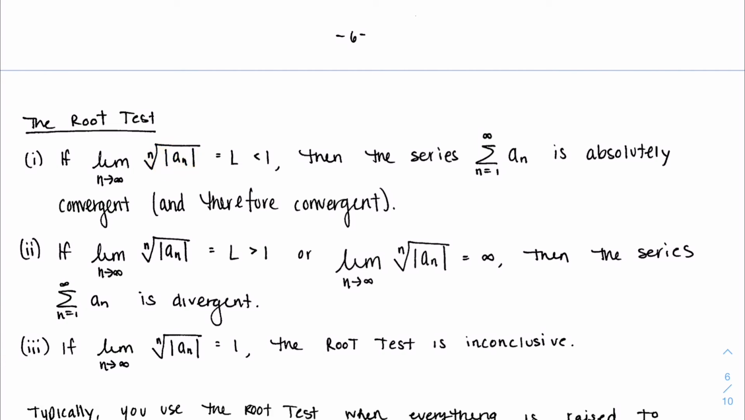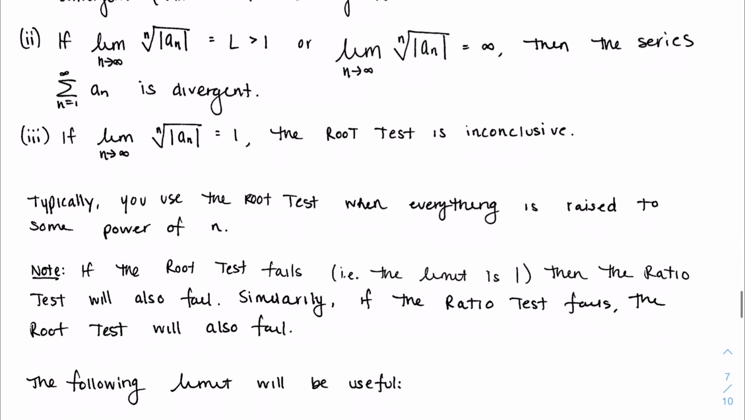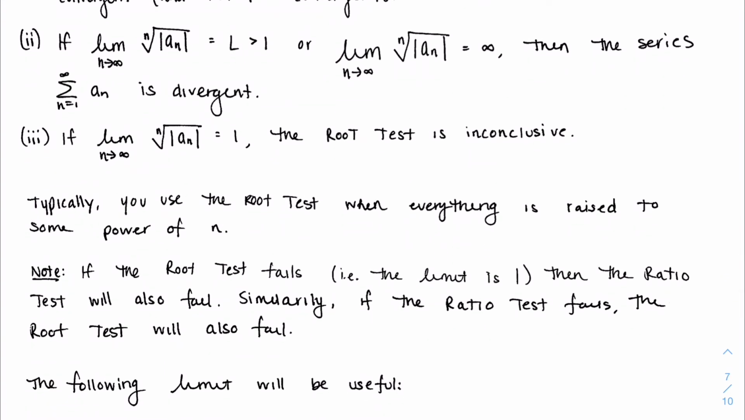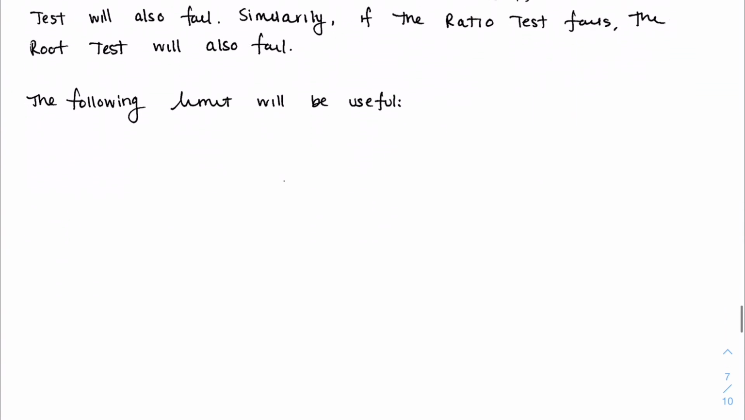Okay? So the key is between these two. The ratio test works really well for factorials. The root test is going to be great when you have everything to some power of n. So it's going to fail in the same instances that the ratio test is going to fail. So basically, if you try one and it's inconclusive, don't try the other. Try one of the previous tests we learned, because it's not going to actually work. And then there's one more limit that might be useful that pops up.